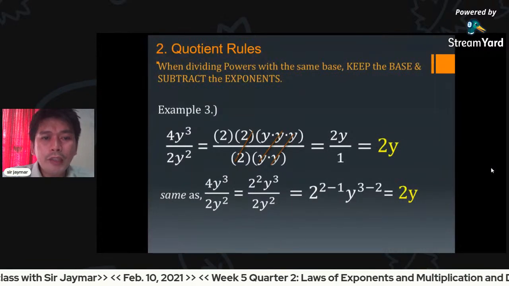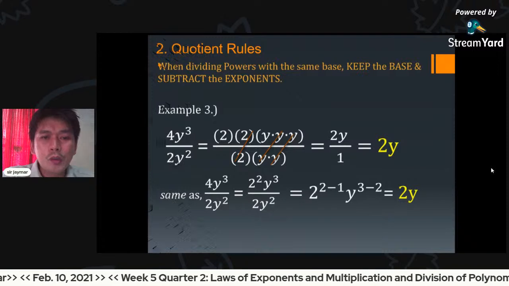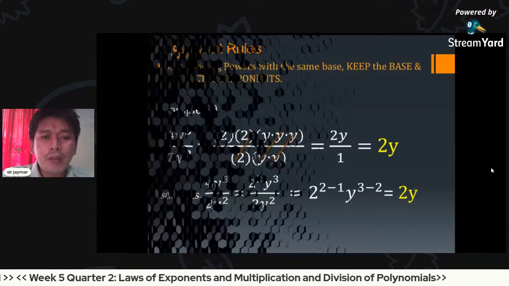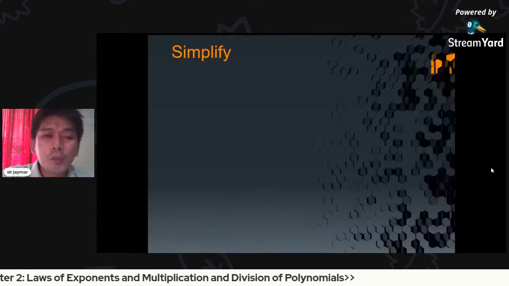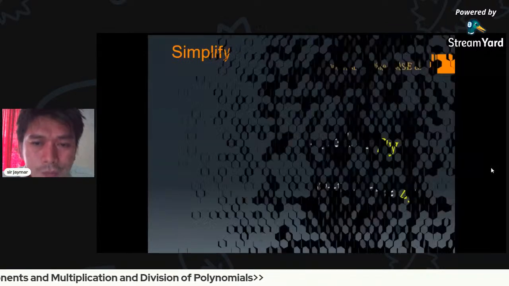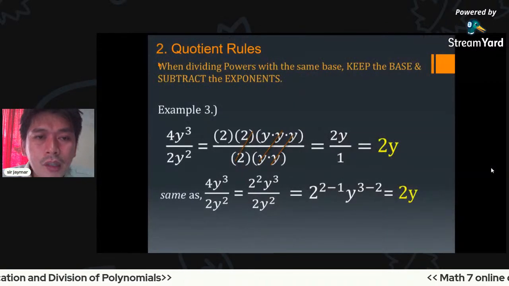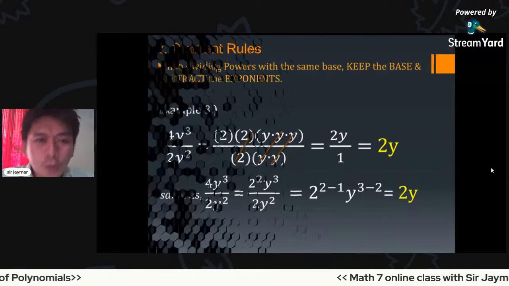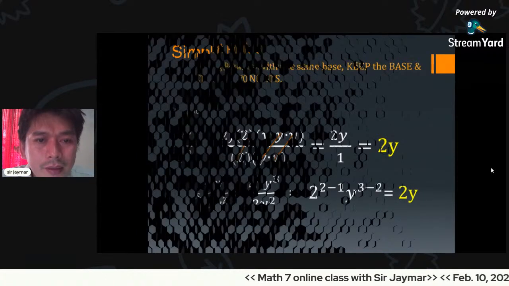The same answer but a different solution. Again, 4y cubed divided by 2y squared. So it is 2 squared times y cubed divided by 2y squared. So you're going to subtract the exponents. The same answer also. So again, in the quotient rule, example number 3.